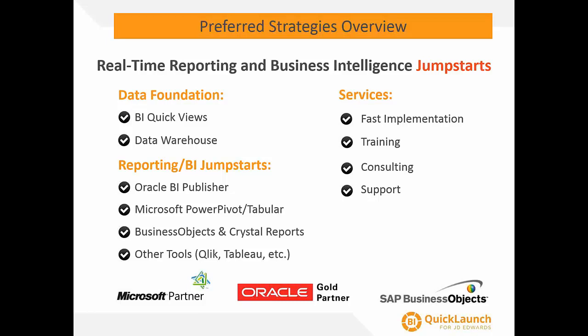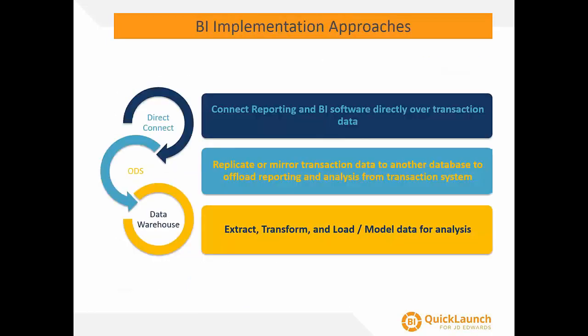So first off, what are these three different approaches to implementing BI? We talk about a direct connect. So what is a direct connect? When we refer to that, you're connecting your reporting and BI platform directly to the transaction data. So you're not moving or copying the data. If you post a journal entry in the system and you refresh your trial balance, whatever is in your source system, in this case JD Edwards, would be reflected in your report. So we call that a direct connect.